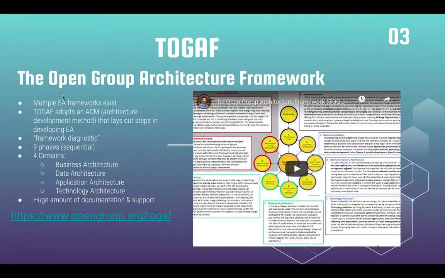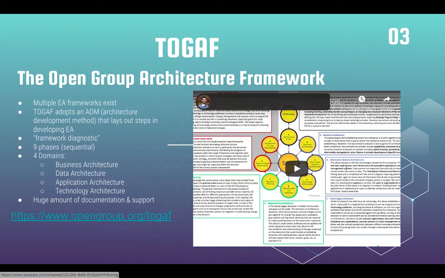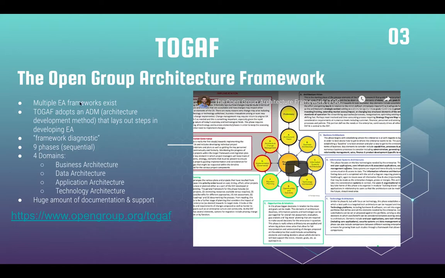So in terms of TOGAF, this is the EA framework that maybe is the most popular. It should be noted that there are multiple enterprise architecture frameworks out there. What I liked about TOGAF, not only that we focused mostly on it in the course and it was recommended highly, but this architecture development method lays out the steps in developing an enterprise architecture. You can consider it a framework diagnostic.